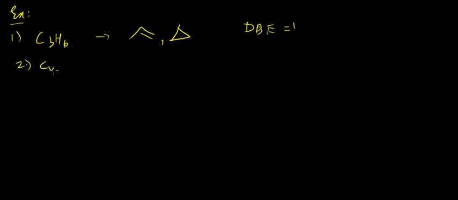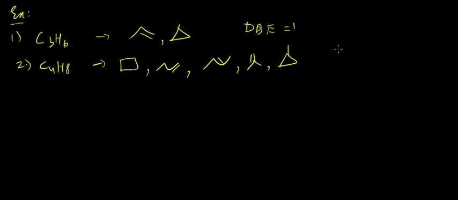For C4H8, the dB should come out to 1, so we can have either a ring or a simple chain. This should be the order. Total here should be 2, total here should be 5.